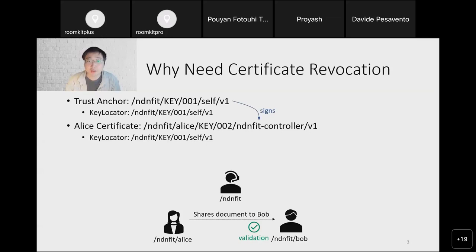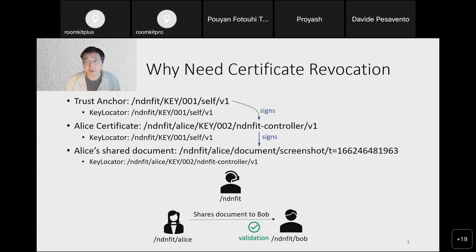Then Alice further uses her certificate to sign the shared document /NDN-feed/Alice/document/screenshot, appended with a timestamp. When Bob validates the screenshot, Bob needs to go through the validation chain indicated by the key locators until reaching the trust anchor.